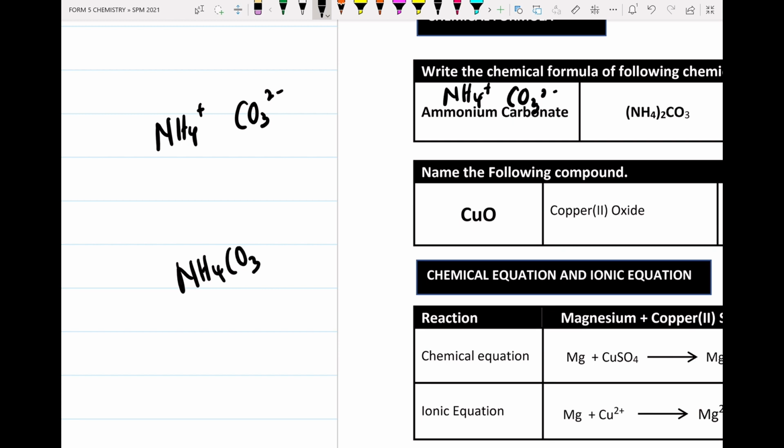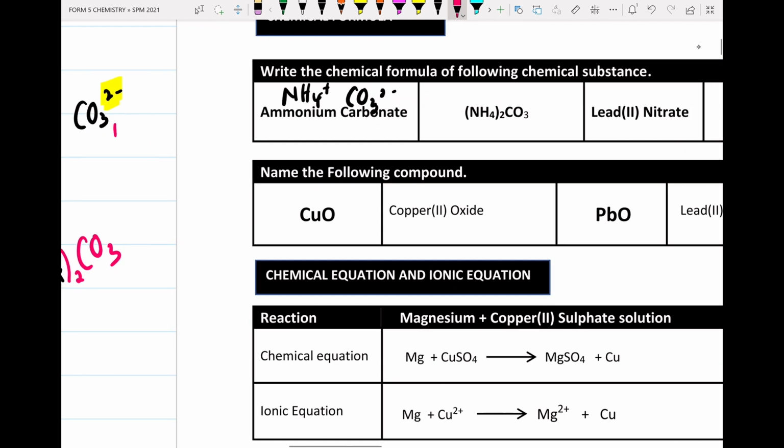So how to do the formula? These two will go here. Okay, and here we have one. One will go here. Remember, one no need to do bracket. So where you have to do the bracket here? You have to do bracket in front of the ammonium ion. So I do the bracket, I put the 2, then carbonate. So we will get the formula.